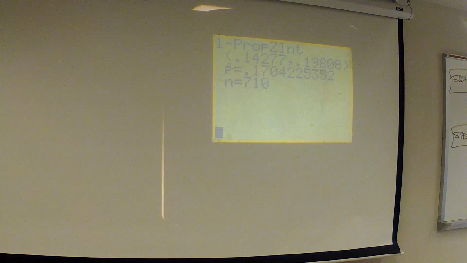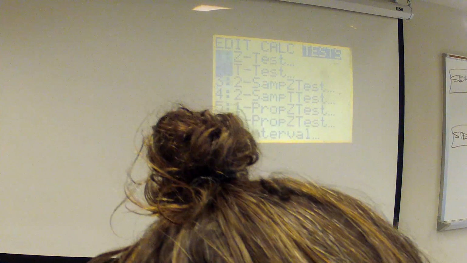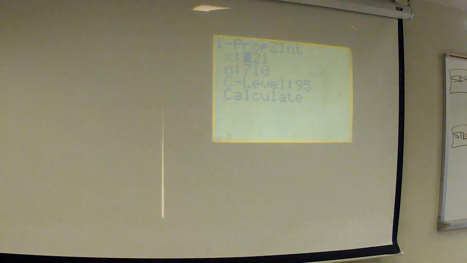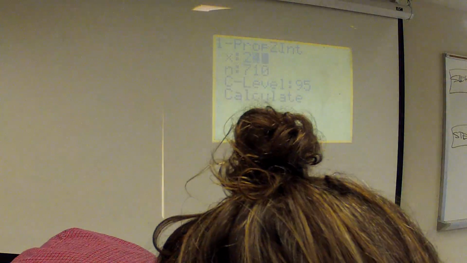Watch this, friends. Do this again. Stat tests. Run the one prop z int again. Run it again, but double x and double n. So make 121 into 242 and make 710 into 1420.